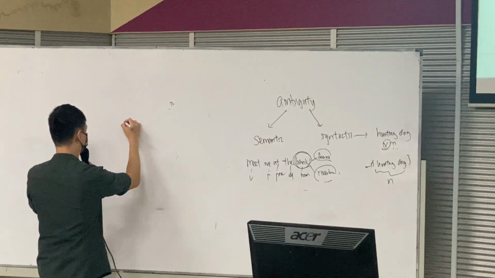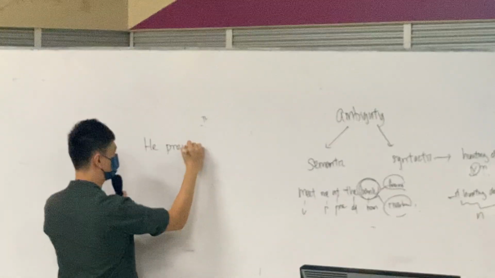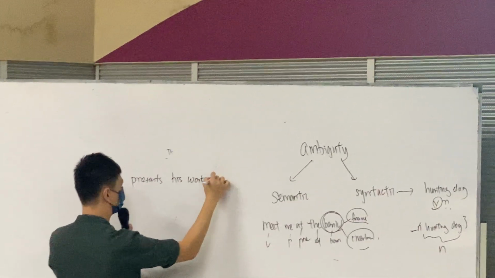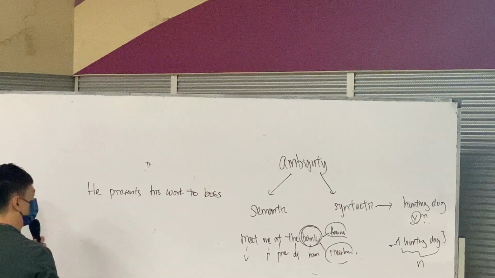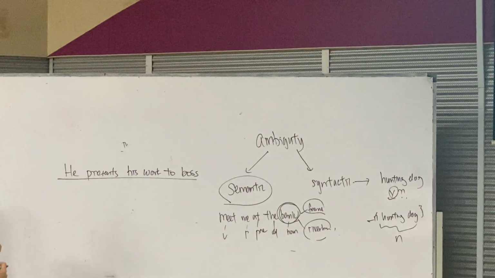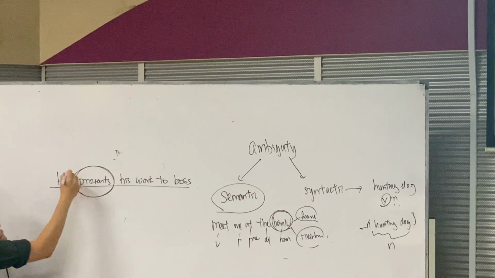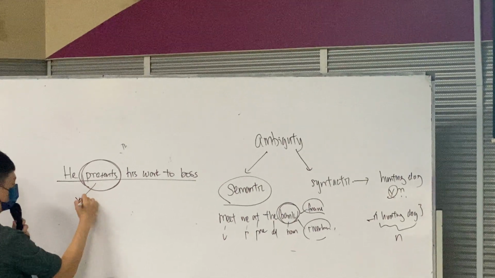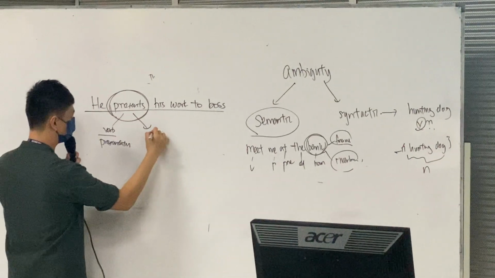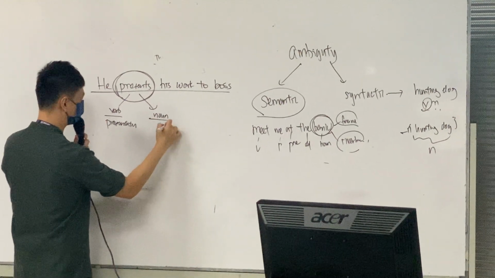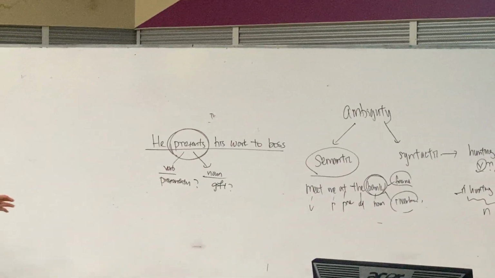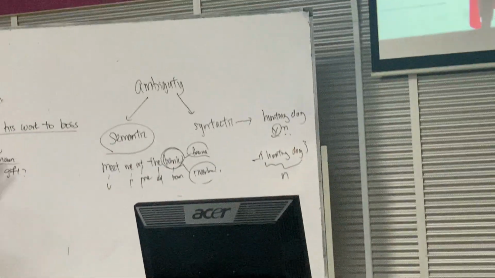Let's say we have this sentence: "He presents his work to boss." Okay, so in this sentence here we have semantic ambiguity. Why is the semantic ambiguity present here? Okay, so this "present", are you referring to a verb, presentation? Or are you referring to a noun, is some gift? Okay, so how to solve this one? How to inform the machine that the present here is not present?